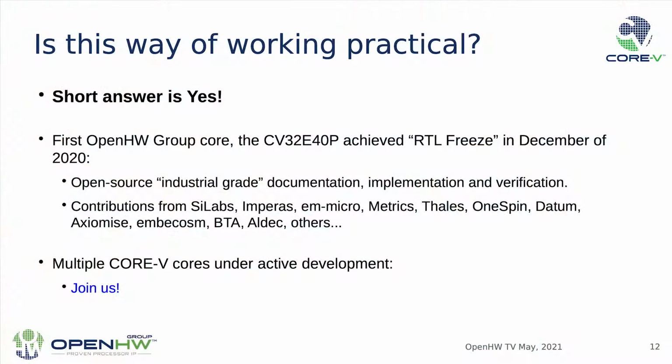Okay, thanks, Aimee. I've seen that demo a few times, and every time I see it, it gives me joy because it really is something that enables core-v verif to hold together. A question I get a lot is, is this way of working practical? And the short answer is yes. We've got an existence proof. The CV32E40P used this process to achieve RTL freeze in December of last year. And we're using this exact same process to manage multiple concurrent core verification projects today.